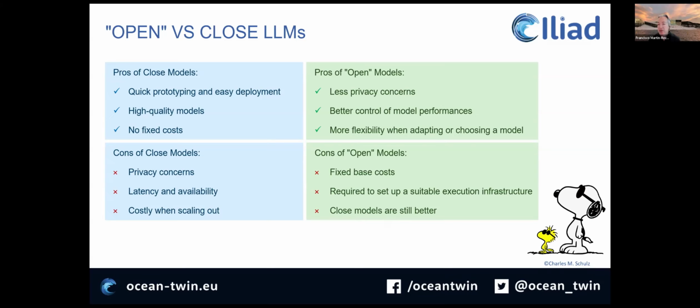So, pros of open models. You have fewer privacy concerns because the model can be run in your own infrastructure. You have better control of model performance because you have more access to certain configuration parameters that you don't have in closed models. And then, of course, you have a bit more flexibility in adapting and choosing a model because, as I say, you can run it on your premises.